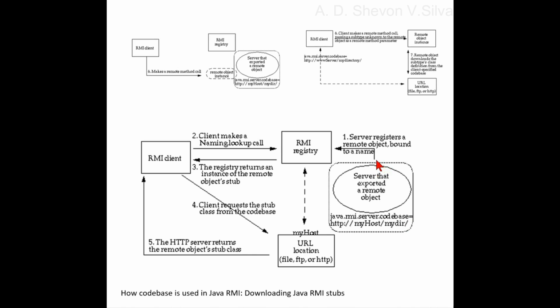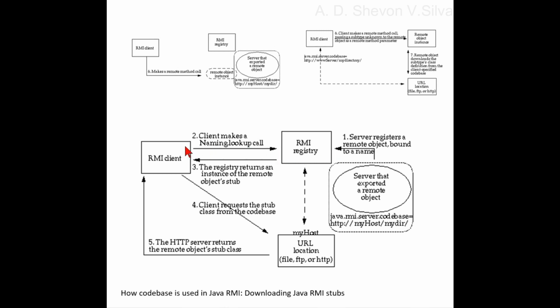java.rmi.server.codebase property. The Java RMI server registers a remote object bound to the name with the Java RMI registry. The codebase set on the server VM is annotated to the remote object reference in the Java RMI registry.